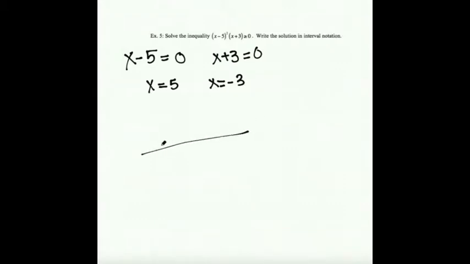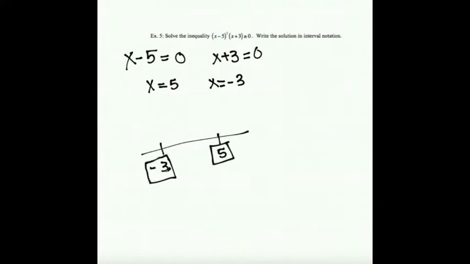Solve the inequality (x minus 5) squared times (x plus 3) is greater than or equal to 0. Again, we already have 0 on the right-hand side. And in this case, the left-hand side is already factored for us. So what I'm going to do is take each factor and set it equal to 0. So x minus 5 equals 0, and x plus 3 equals 0. So that's going to give me x is equal to 5, and x equals -3. I'm going to go ahead and put those on my number line. -3 and 5.